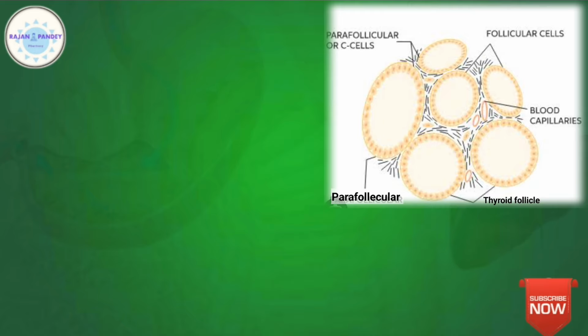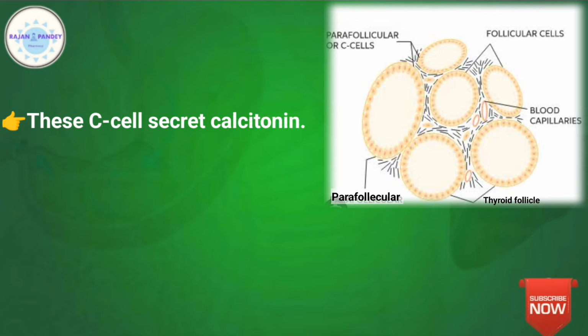Between these follicles, there are some different cells found, which are termed parafollicular cells, also called C cells. These parafollicular cells secrete calcitonin.